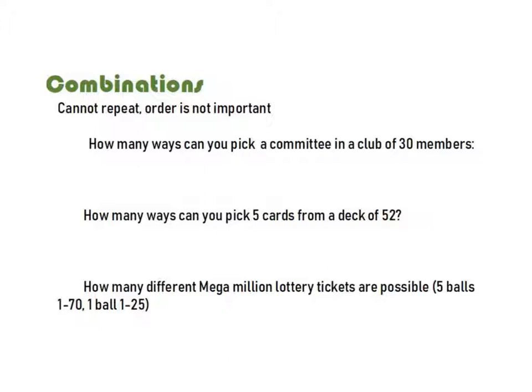Here's an example. How many ways can you pick a committee in a club of 30 members? That's different. If I'm just picking a committee, I'm not designating a certain position like I did last time. Okay, how many ways can you pick a committee of, let's say, 7 people? So that would be 30 choose 7.